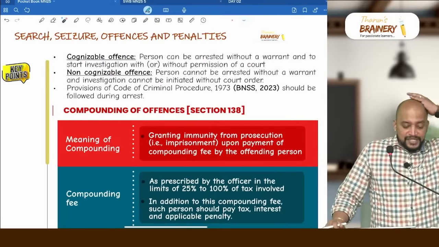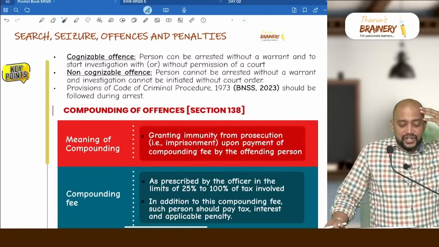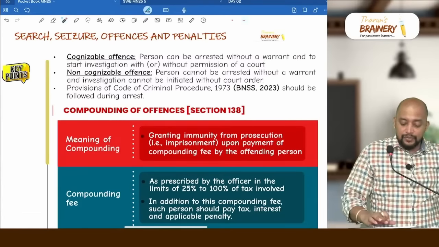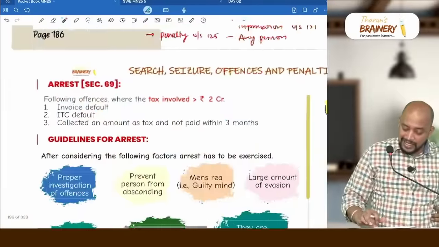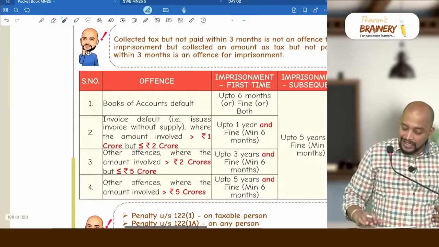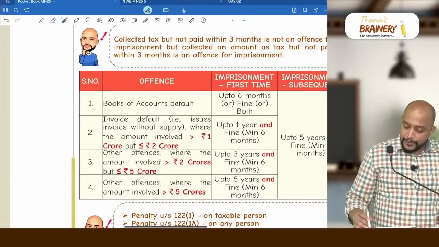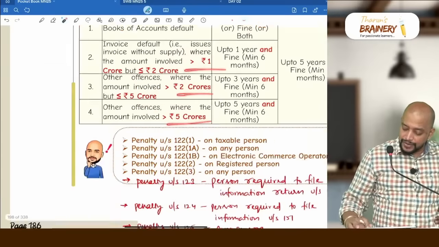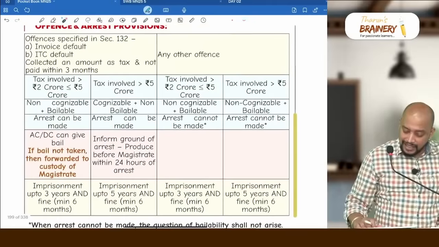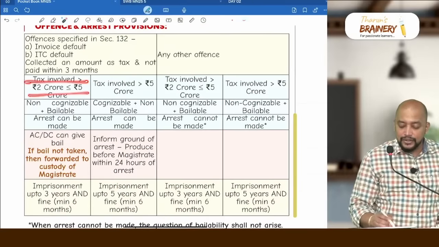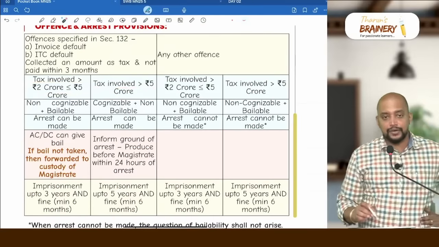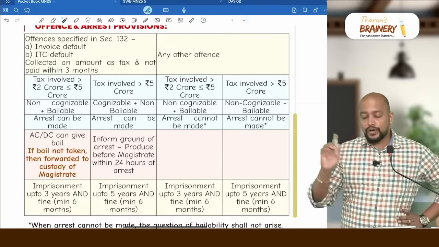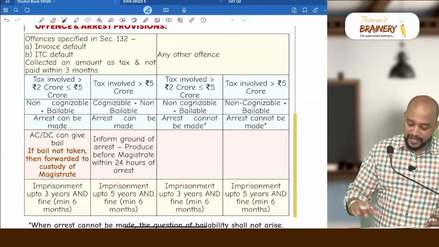Sir, in case of imprisonment limits, is tax amount checked or transaction value checked? So it is given as amount involved. Where is it given as amount involved? Clearly I gave tax involved. All these are tax involved. So where the amount of tax, 1 crore, 2 crores, 5 crores, these are all tax. Here also I gave clearly tax involved is greater than 2 crore, tax involved is greater than 5 crore. It's not the value, it is the tax. Tax amount is more than 1 crore, tax amount is more than 5 crores, like that.